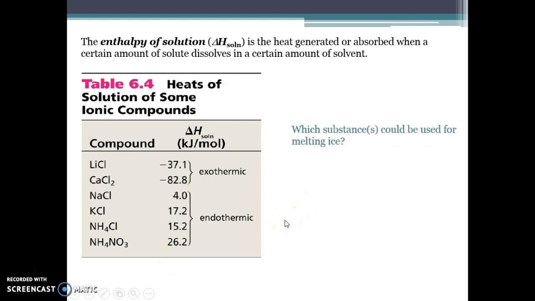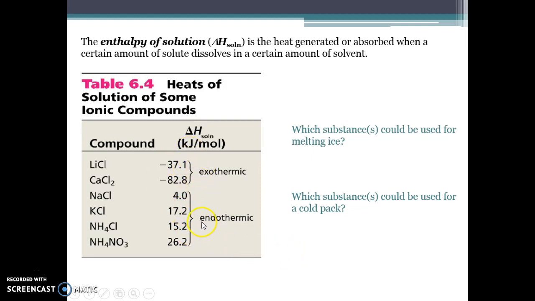So, quick question for you. Which substance would you want to use for melting ice? Do you want to use things that are exo or endothermic? Hopefully you know the answer is exothermic. These are going to generate energy. Second question, you've got a cold pack that you're going to make. Which ones are best for that? Well, if these are going to create heat, these things are going to take heat in, and so these would be best for creating a cold pack.